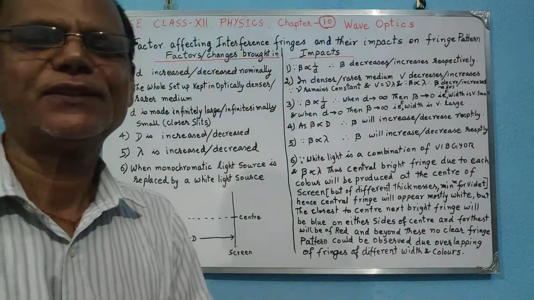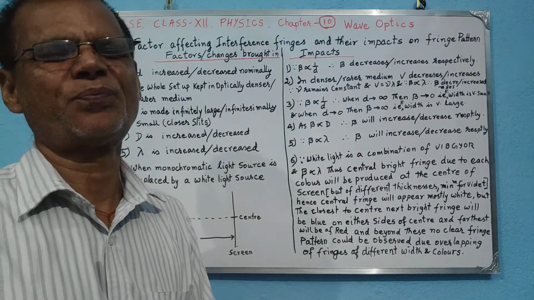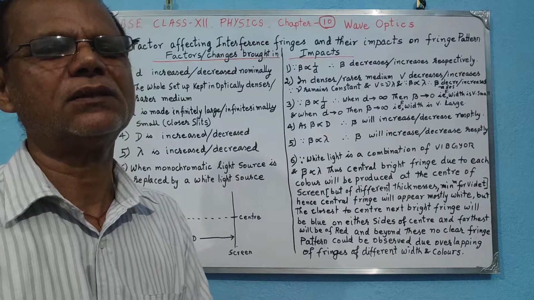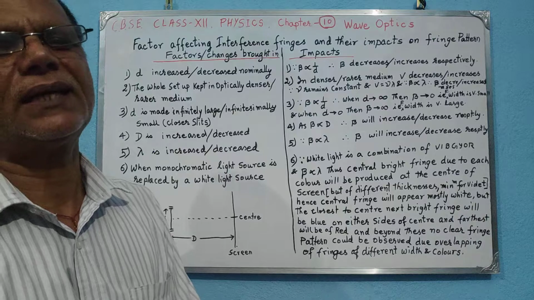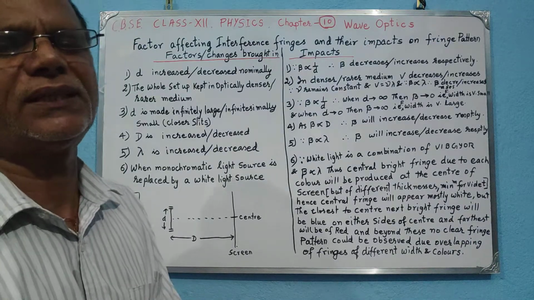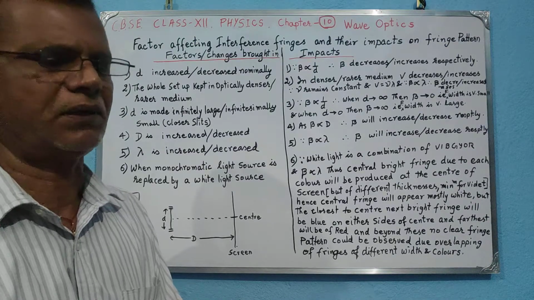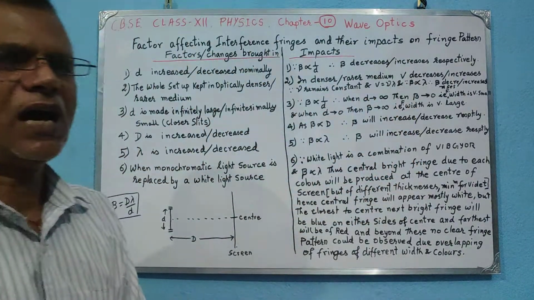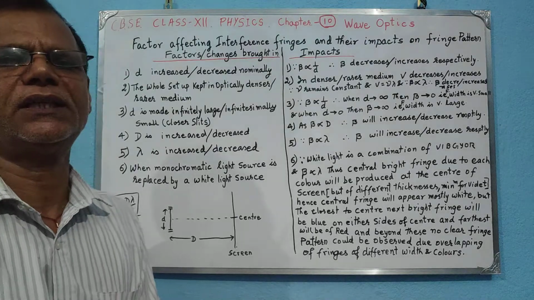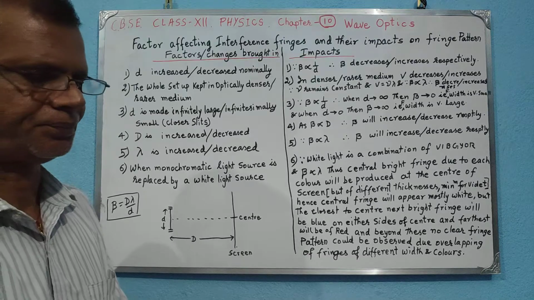Hello students, today we are going to discuss something different from what we have been doing since long. Today we will learn what the factors are which may affect the interference fringes formed in Young's double slit experiment, and how they affect it, what the impacts are on the interference fringes. We shall be discussing them one by one.